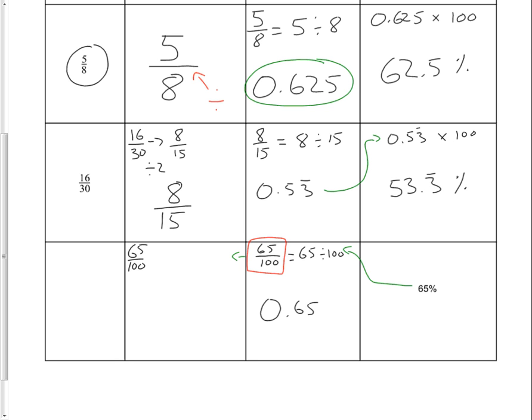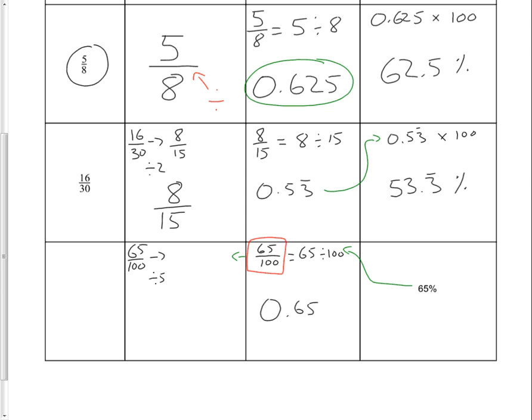I can't divide 100 evenly by 3, so I'm not even going to try. I can divide 100 evenly by 4, but I can't divide 65 evenly by 4 because 65 divided by 4 will give you some decimal number. But I can actually divide both of them by 5. So I'm going to try and divide both the top number and the bottom number by 5.